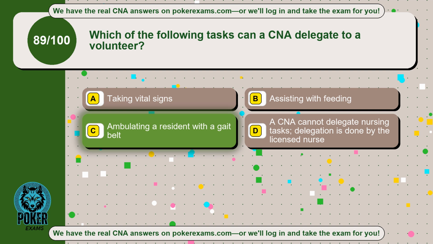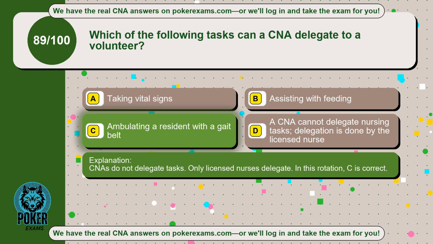The correct answer is option C: ambulating a resident with a gait belt. CNAs do not delegate tasks. Only licensed nurses delegate. In this rotation, C is correct.